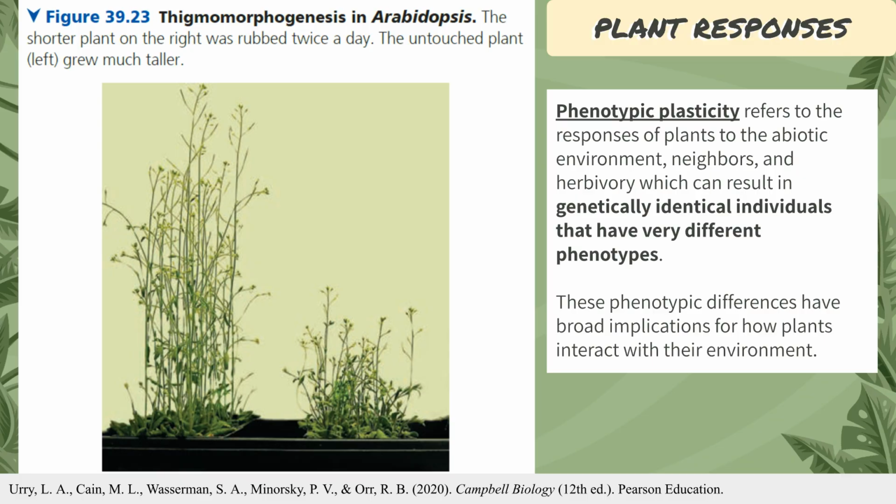traits, phenotypes, depending on the environment it is grown in. This ability is essential for plants to cope with the variability of their surroundings. In a controlled experiment, an Arabidopsis plant that was rubbed twice a day grew significantly shorter and sturdier than an untouched plant, which grew much taller.